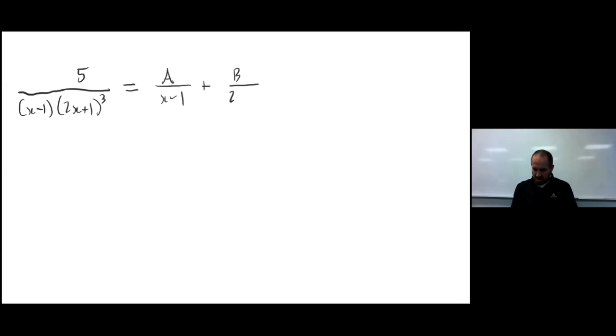B over (2x + 1) plus, and then you have to crawl your way up to the power 3, okay? Plus C over (2x + 1) squared. Am I done yet? Plus D over what? (2x + 1) cubed. And you might say, what? Well, here's why. Like, think about it.